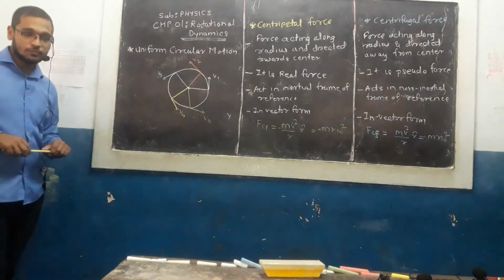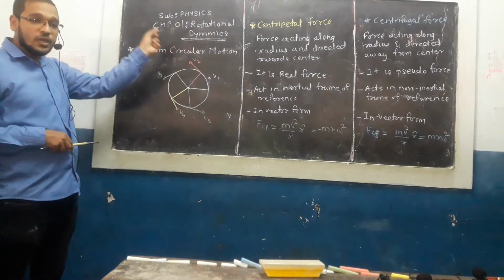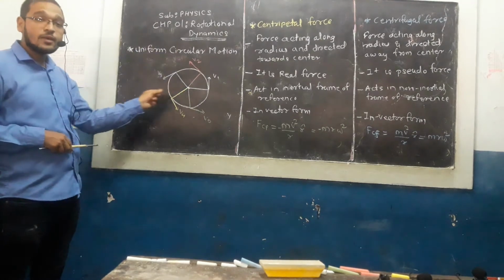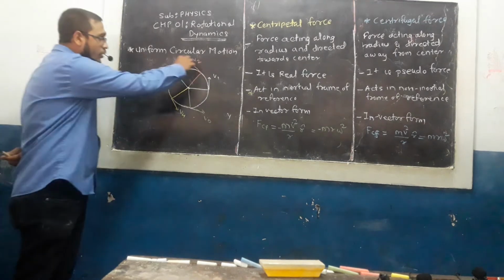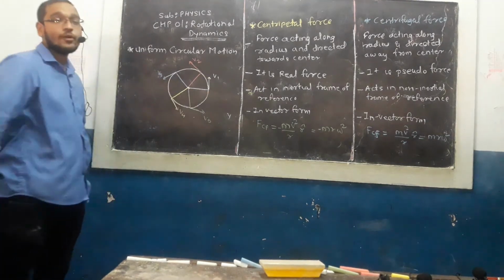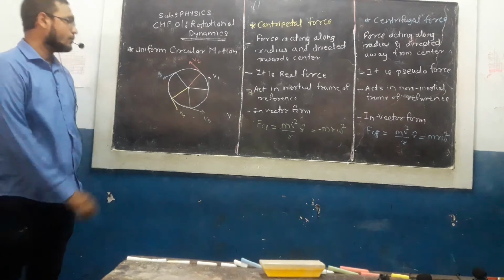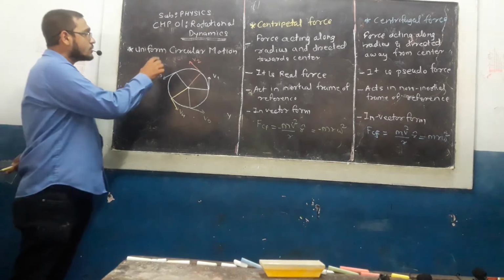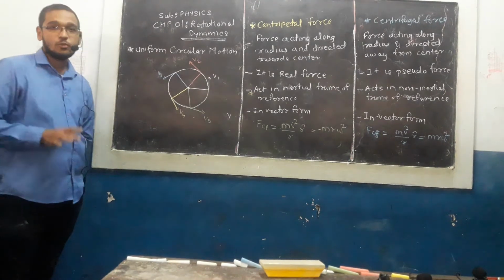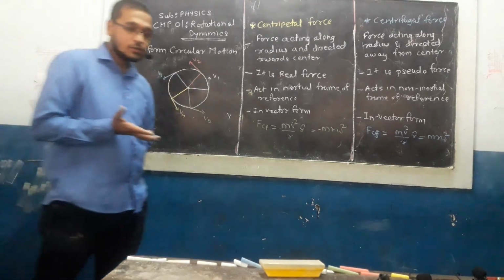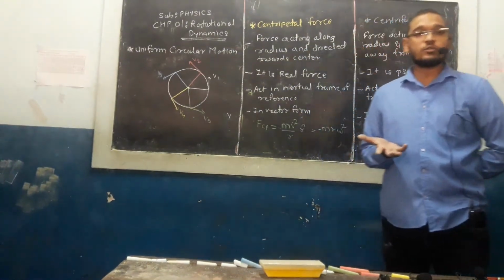Uniform circular motion is a motion in which the speed of a particle remains the same. The angular velocity of the particle is always constant. So this motion is called uniform circular motion. But even though it has a constant speed, it is accelerated motion. Why? What is acceleration? Change of velocity with respect to time.